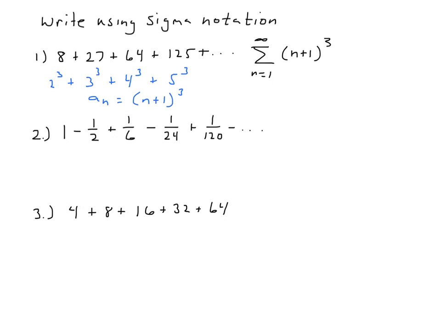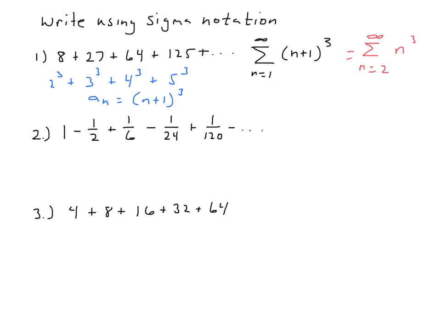Please keep in mind that I started with n equal to 1, but I very well could have just said that this was also equal to the sum as n equals 2 to infinity of n to the third. That would also give me the exact same sequence. So either one of those works. And again, you have the freedom to choose how you're going to start your summation, what the lower limit of that summation is going to be.